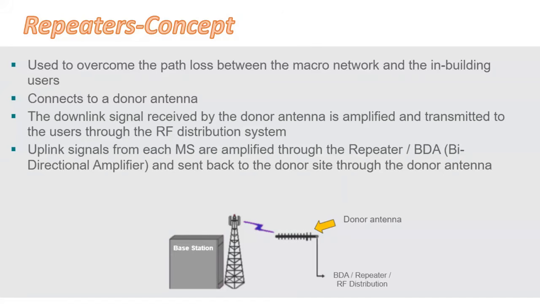The idea of providing coverage using a repeater is to use a highly directional antenna, called a donor antenna, pointing to the serving macro cell site. The downlink signal is amplified in both directions. That's why I call it a bi-directional amplifier, because signals are amplified in uplink as well as downlink, right? On the other hand, uplink signals from each mobile user are amplified through the bi-directional amplifier and sent back to the donor site with the help of this donor antenna.